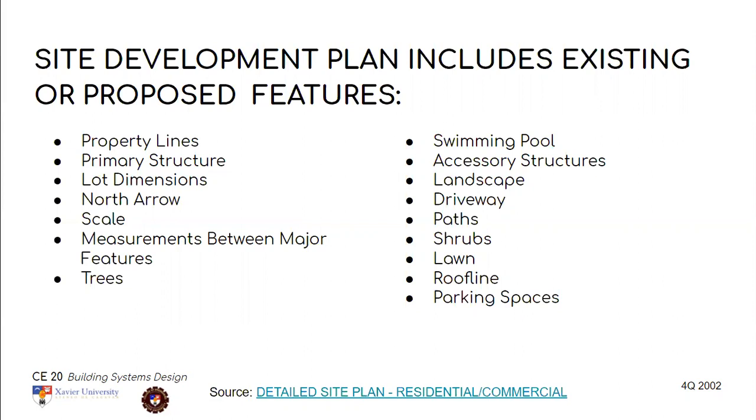You should also indicate a north arrow so the client and the approving body will know if your house is oriented to the north, the south, or any other orientation. Next is the scale, as this allows interpretation of the drawing lines that you've drawn and how these are represented in the real world. We'll also talk about measurements between major features, especially between natural objects like bodies of water and even greeneries like trees.